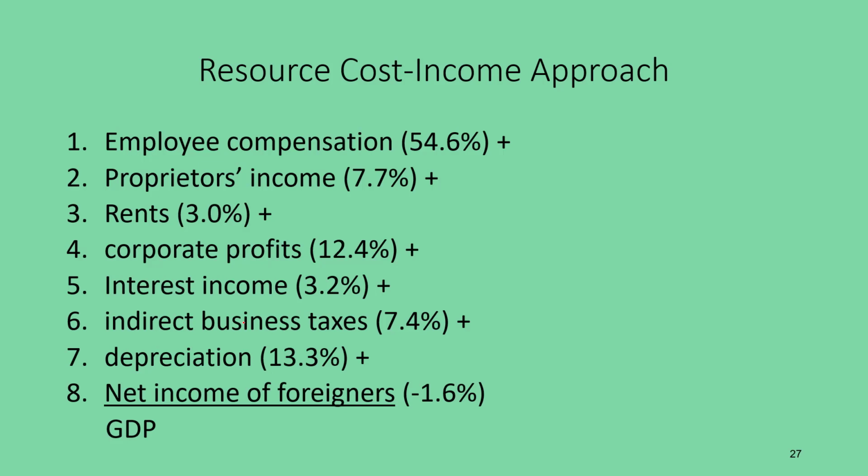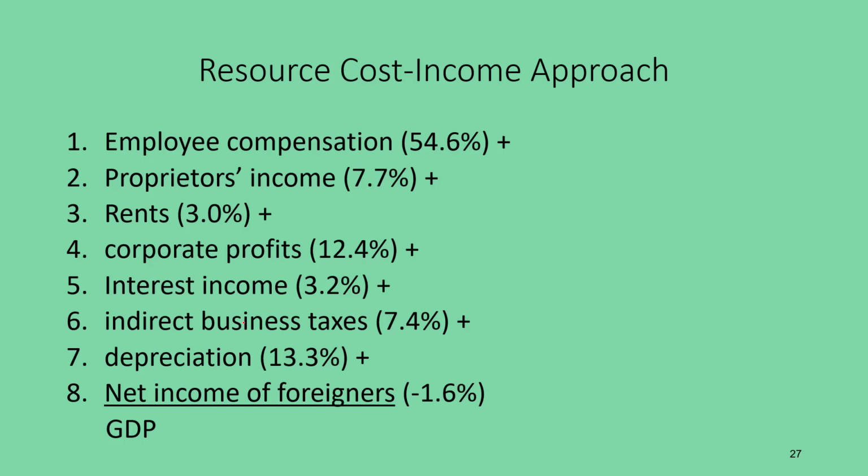And the final one is net income of foreigners, which is the income that foreigners or people who are not U.S. citizens earn within the United States, minus the income that U.S. citizens earn abroad. Right, so you take all the income of people who are not citizens of this country, but again, they're producing stuff within the borders of the United States, so they're earning income here in America. You take all that income and you subtract from that the income that U.S. citizens are earning abroad, and that's what gives you the net income of foreigners part of this resource cost income approach. And that number is usually small and negative.